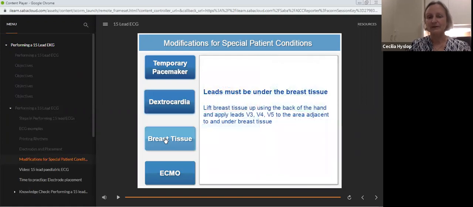In terms of breast tissue, we place the leads underneath the breast tissue, which means that we lift up the breast with the back of the hand, not the front of the hand. So we just move the breast tissue up and then place the ECG electrodes where they should be under the breast tissue.